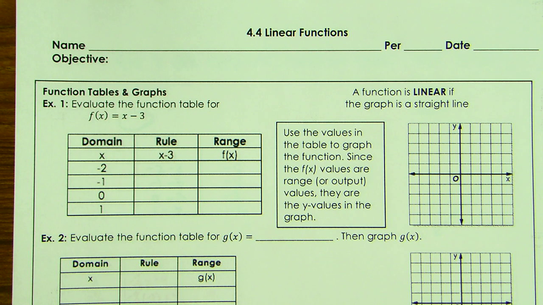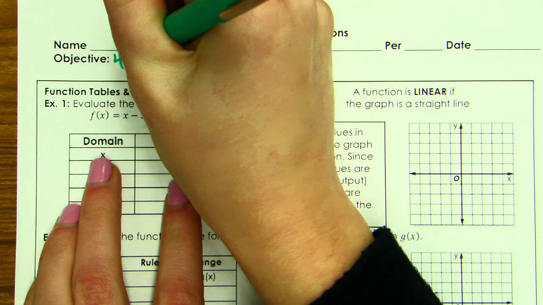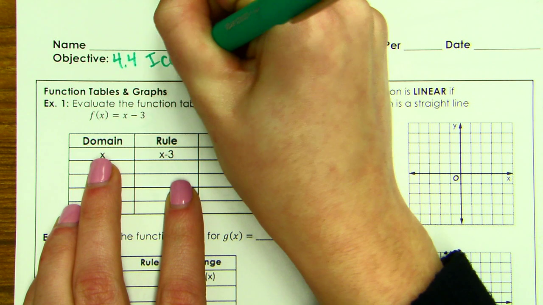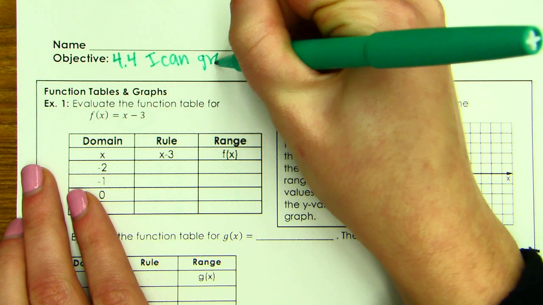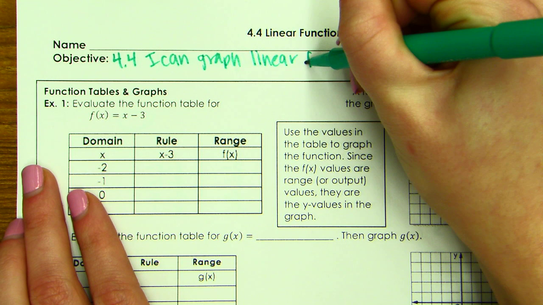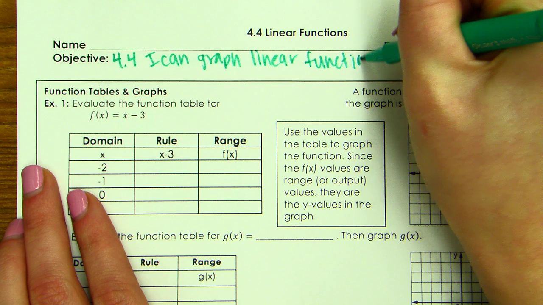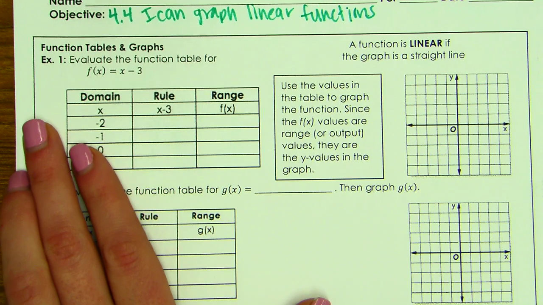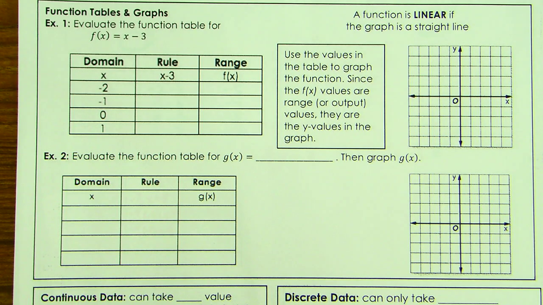For this lesson is 4.4. I can graph linear functions. So we've done functions before. Today all of our functions are going to be linear. And so first we'll talk about function tables and graphs again, and then we'll move on to story problems, and the story problems will be the really new part.